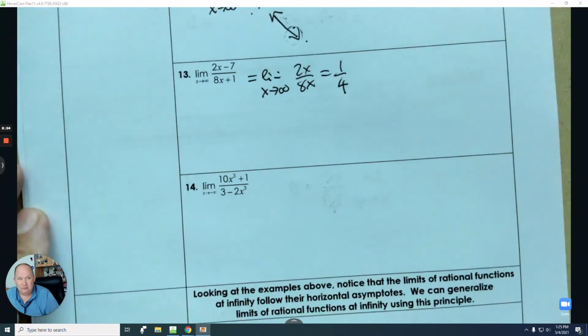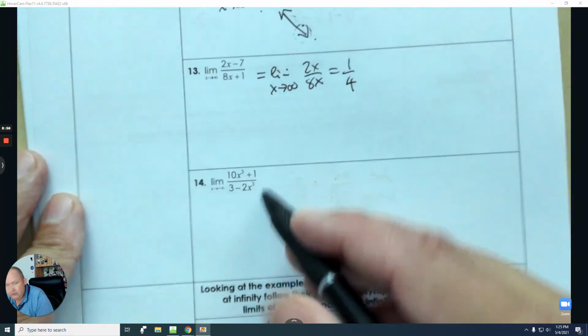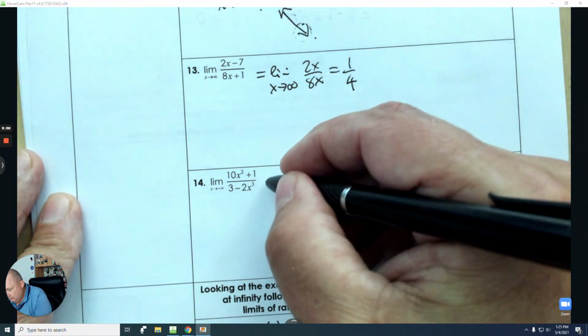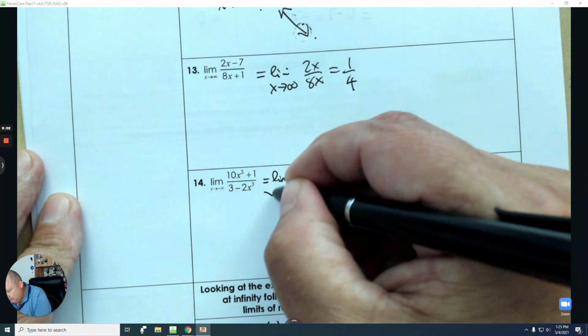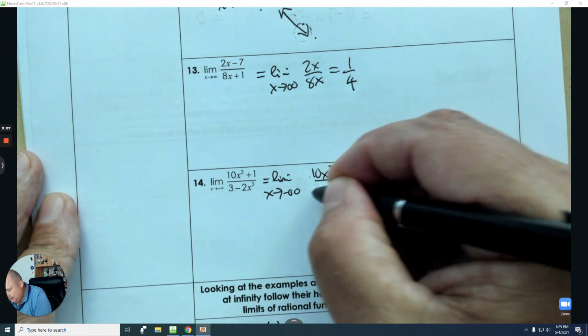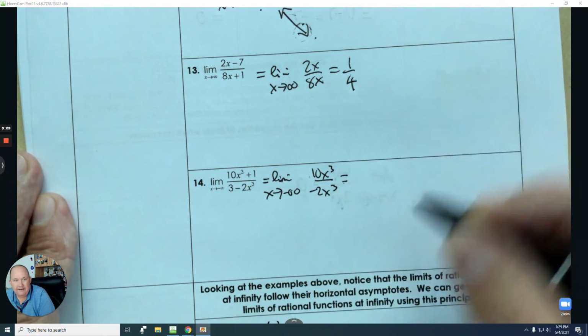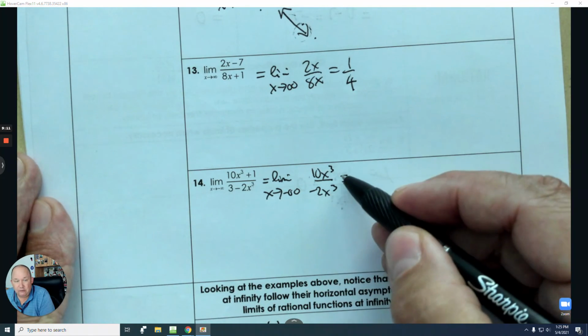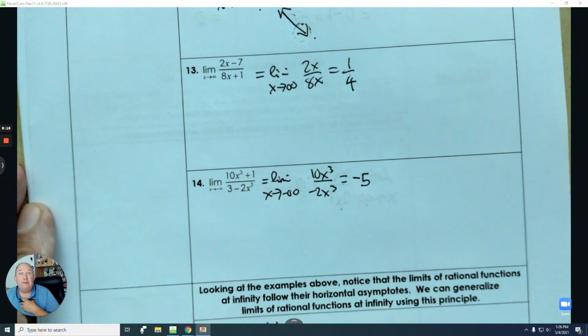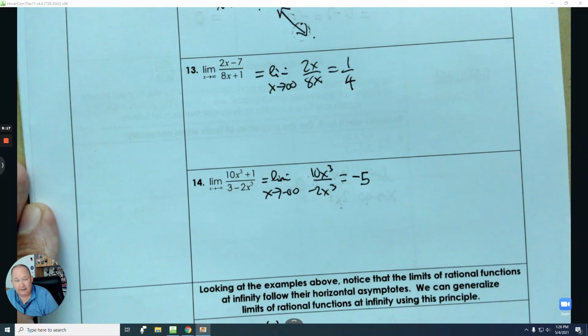And here's our last one for the lesson. Notice that they have the same exponent. They have the same power. So I'm going to write the limit notation. So I have 10x cubed and -2x cubed. So don't forget that negative. Recognize the x cubes divide out, and the answer is just -5. And that would be the same as if I asked you for the horizontal asymptote.